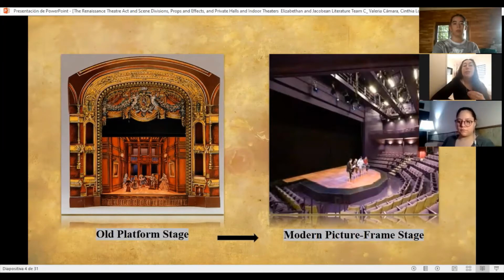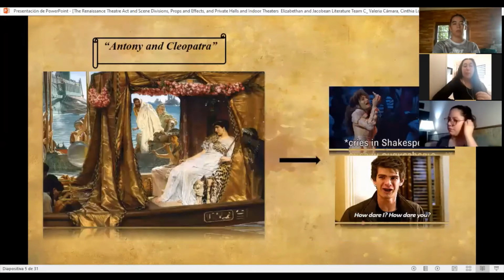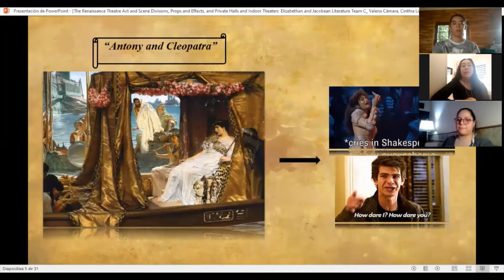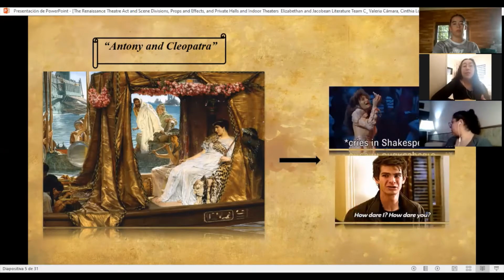And one of the plays that was most affected and damaged by this was the play of, could you please change it? Of Antony and Cleopatra by William Shakespeare. Now, this play went through so much. It was republished 100 years after Shakespeare's death.